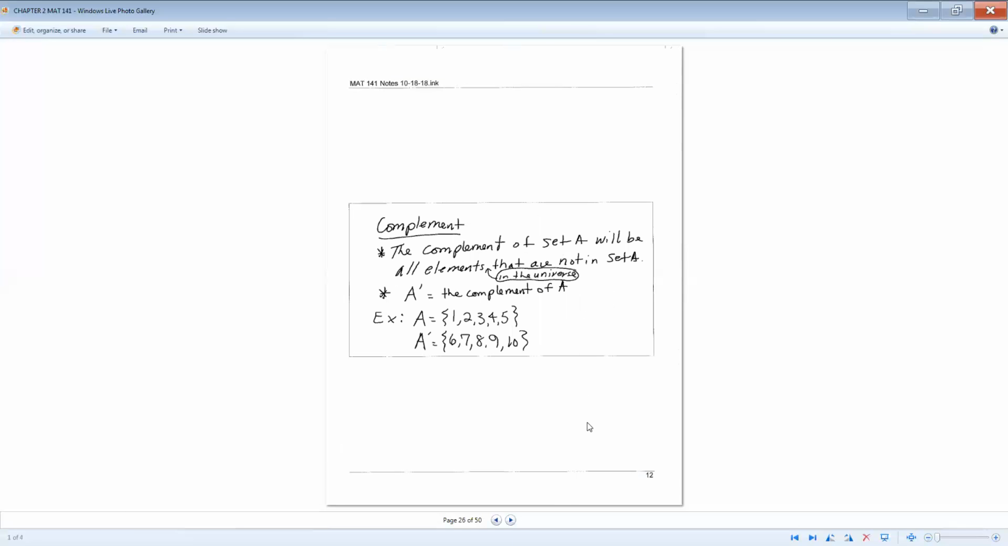Complement. The complement of a set will be all the elements that are in the universe that are not in that set. So the complement of set A would be all the elements not in set A, but are in the universe. So we'll use this apostrophe to represent the complement in your book. So remember set A was 1 through 5. So that means when we compare set A to the universe, the elements that are not in set A are 6 through 10. So the complement of set A would be 6 through 10.